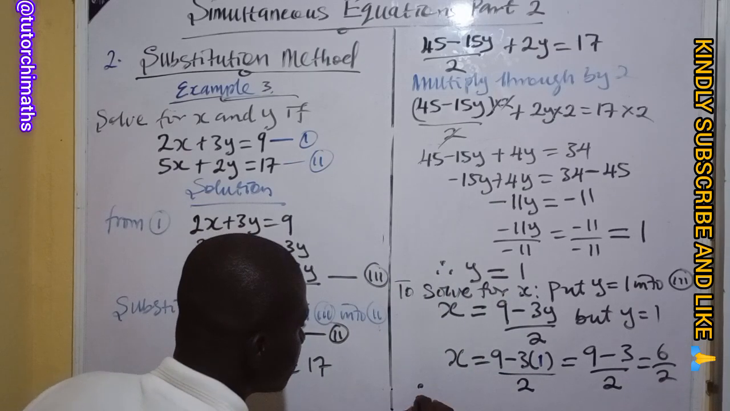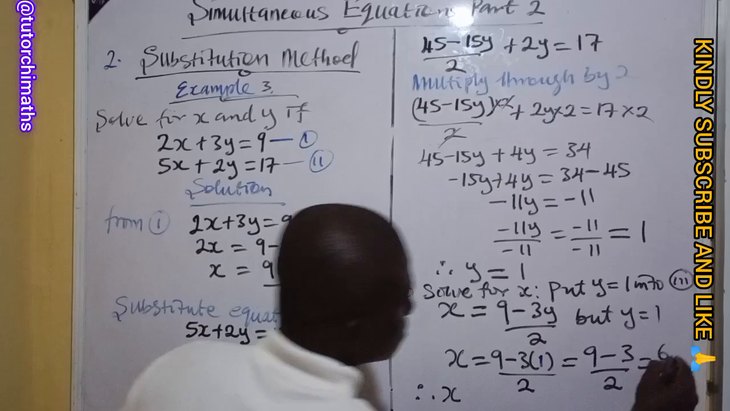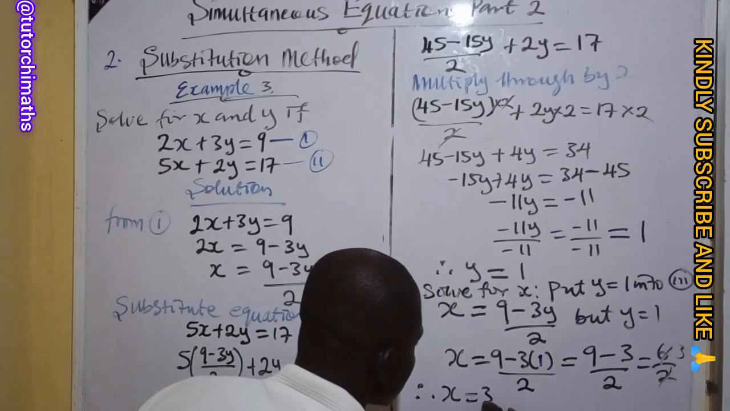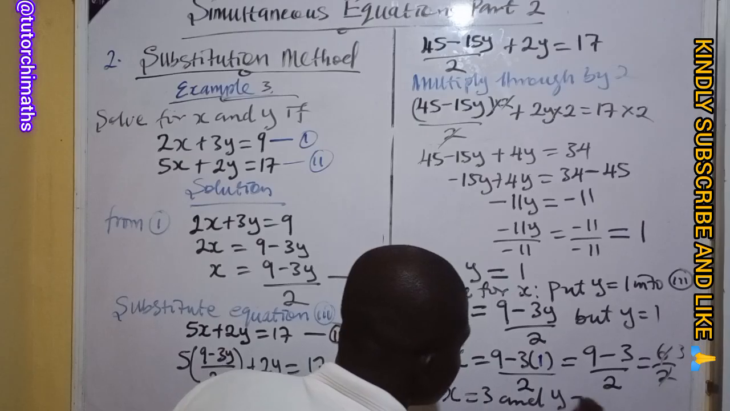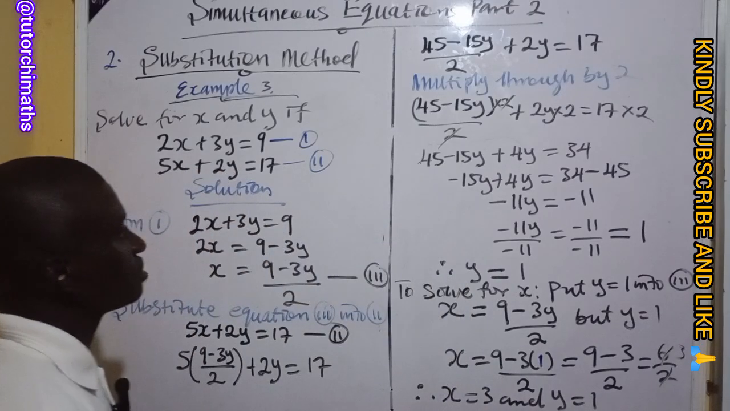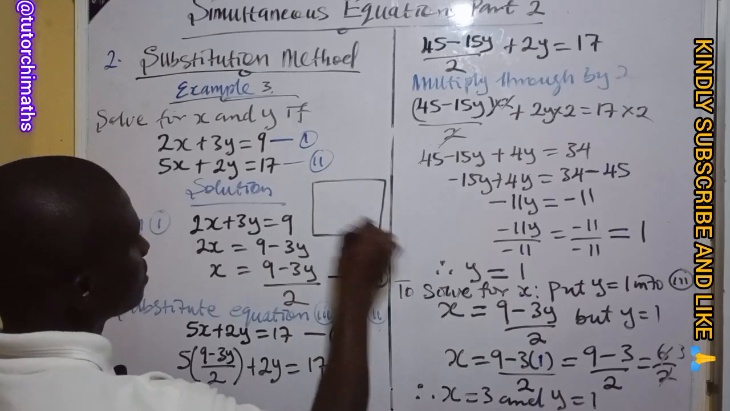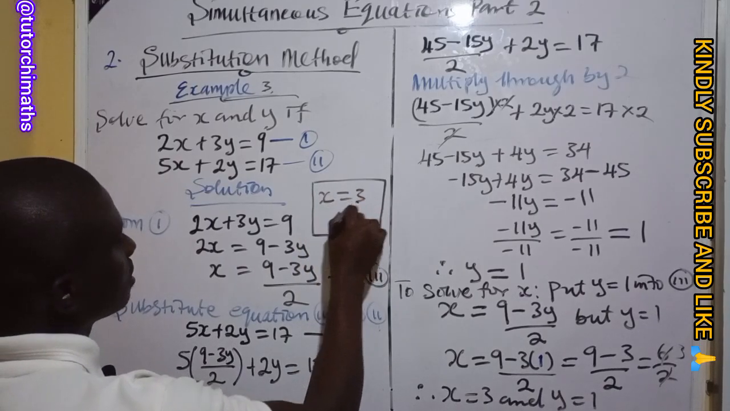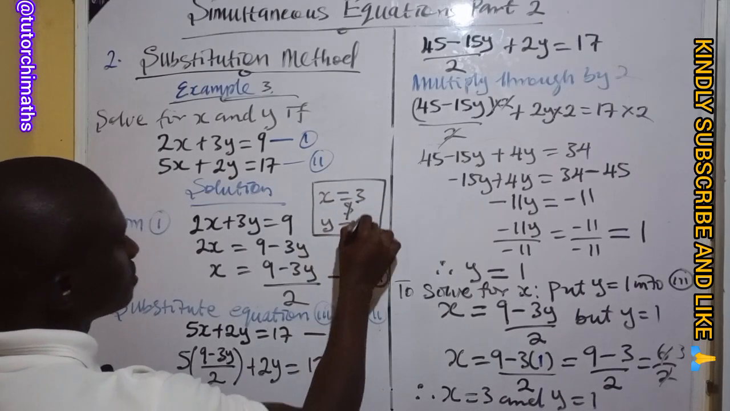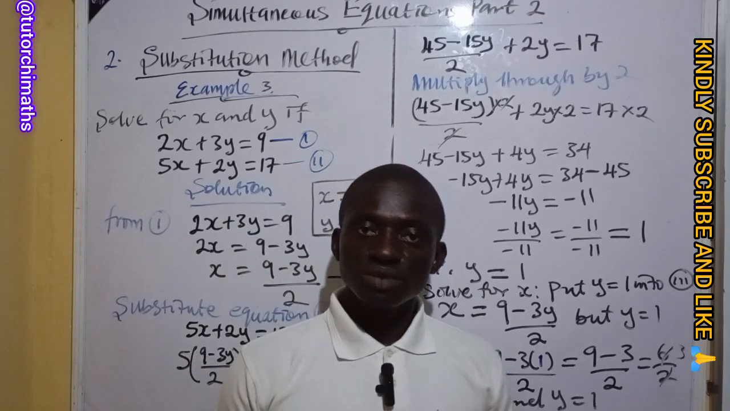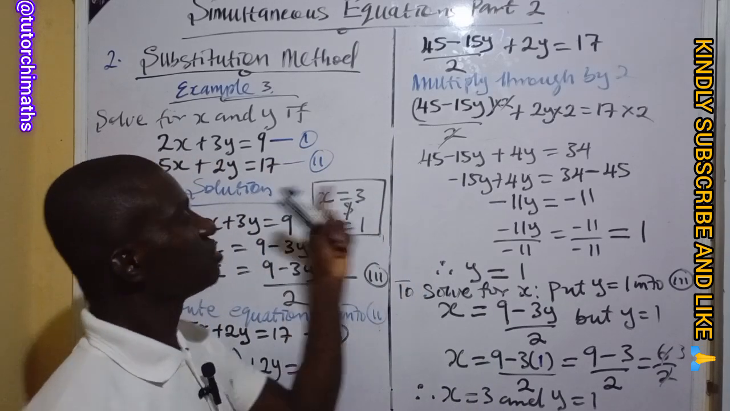So what are we going to have here? We have 3. So x is equal to 3, and then y is equal to 1. So these are the respective values of x and y. So x is 3 and then y is equal to 1. Alright. That is how you can solve simultaneous equations using the substitution method.